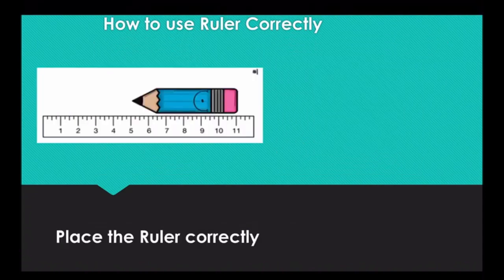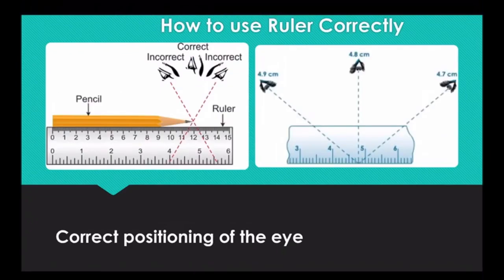The next thing which we must keep in mind is to place the ruler correctly. See, the line which you are measuring should be parallel. You see, it is parallel to the ruler, and it is nearest, closest. The object is closest to the ruler. This is the accurate way of measuring it.